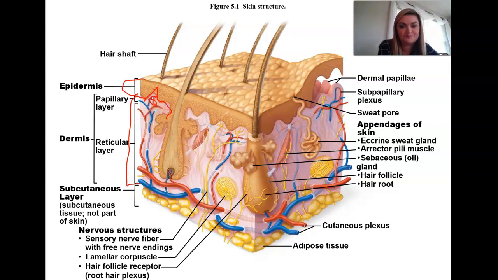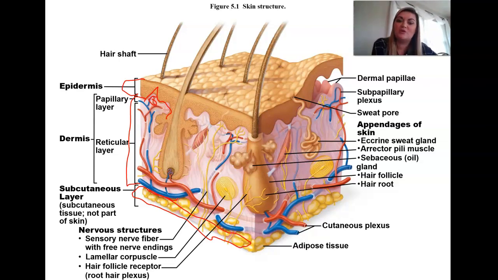And then coming across, you see the subcutaneous as the bottom portion. All of these yellow adipose cells down at the bottom, those are there for your insulation and for cushioning those sections.